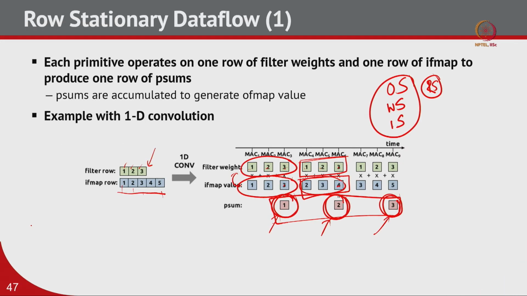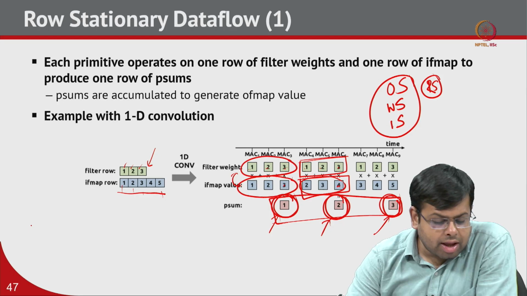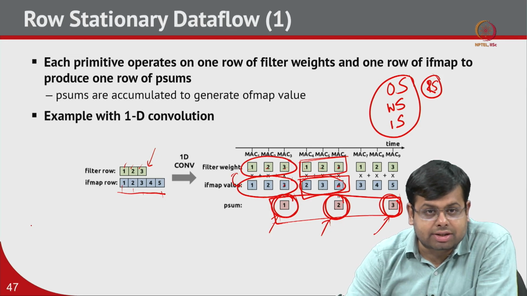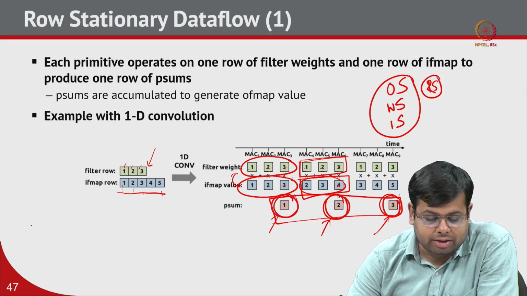So, in the last lecture we started discussing row stationary data flow, where each primitive operates on one row of filter weights and one row of input feature map to produce one row of partial sums, and then the partial sums are accumulated to generate the output feature map value. And then we discussed the example with 1D convolution, right.